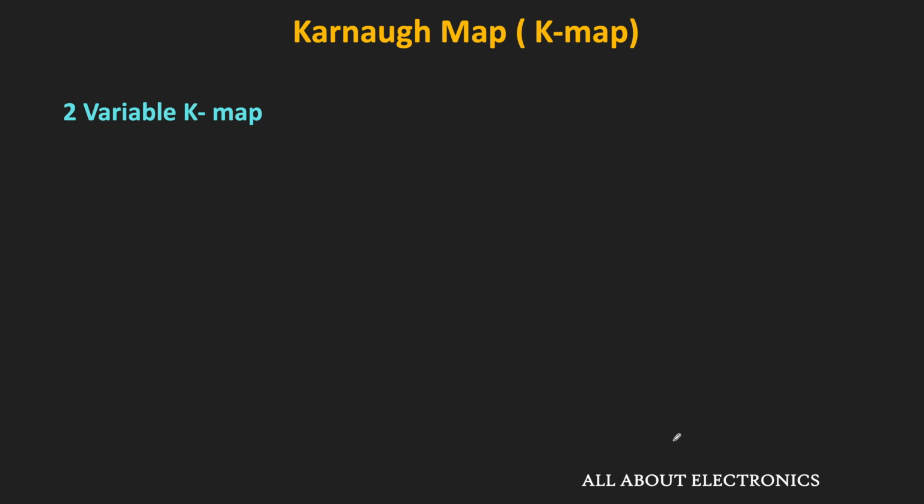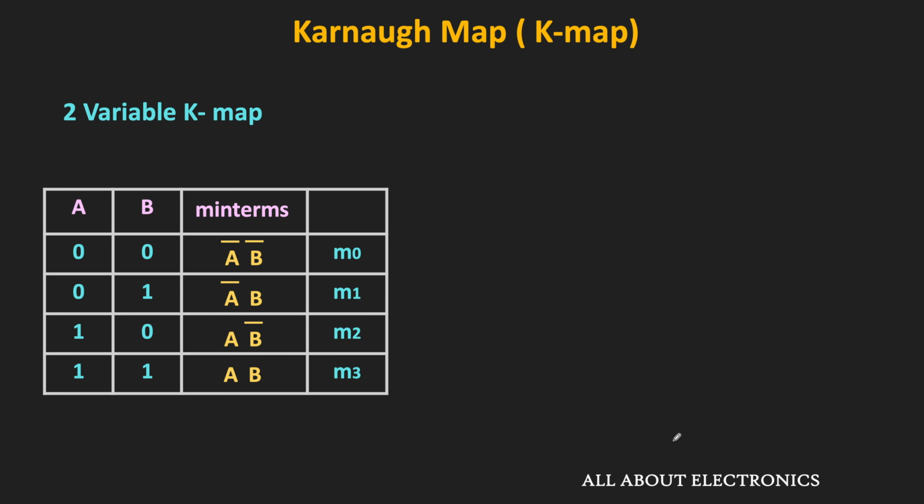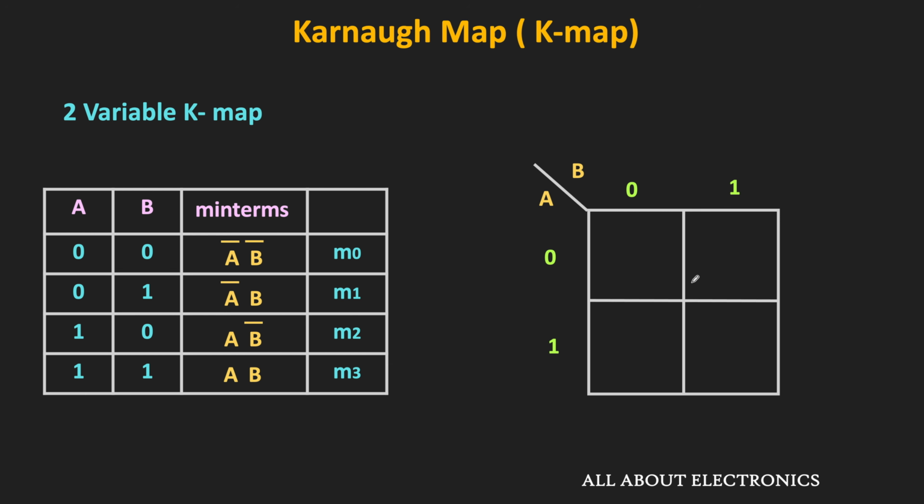So for the 2 variables, there are total 4 different combinations. Or in other words, for the 2 variables, there are total 4 minterms. So this is how the 2 variable K-map will look like. Here, the digit beside each row is the possible value of the A, while the digit above each column is the possible values of the B. And the combination of this A and B is represented by each cell of this Karnaugh map.